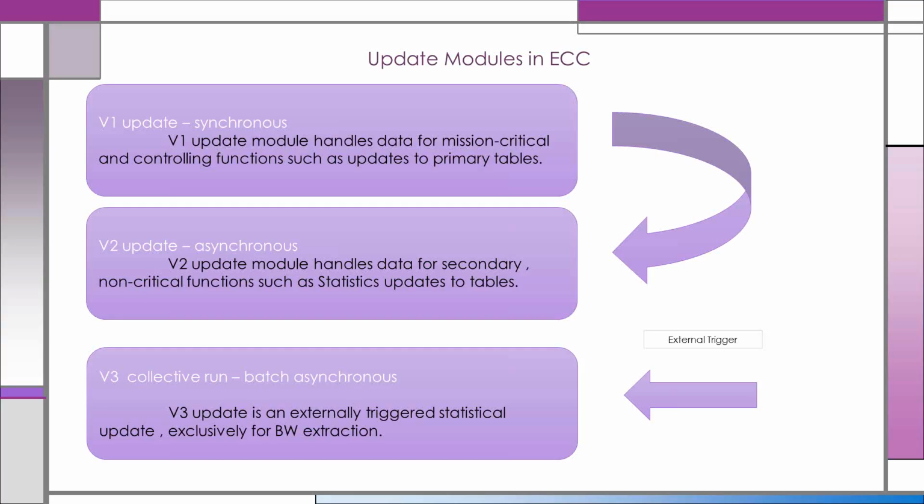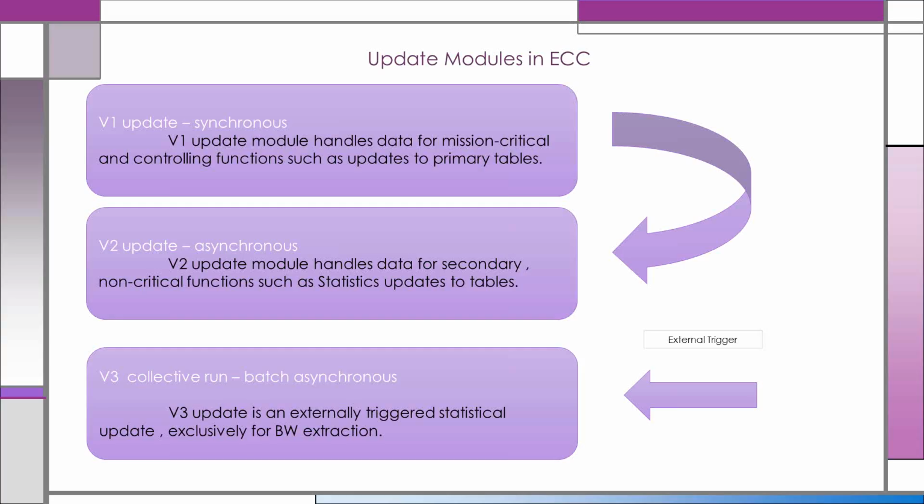And there is something called V3. V3 is a collective run, or you can also say batch asynchronous. So V3, again, the same data is stored in V3. When we run V3, the same data, whatever has been updated in the primary tables, is stored in this batch process. So this will be exclusively used for extracting data into BW.